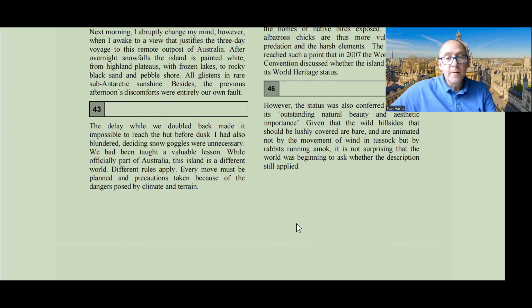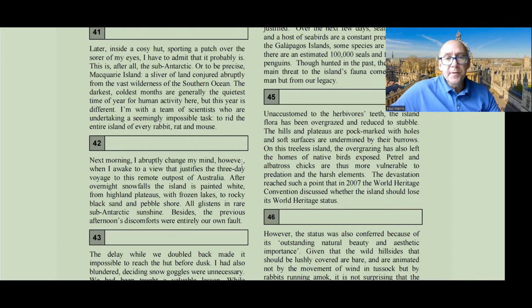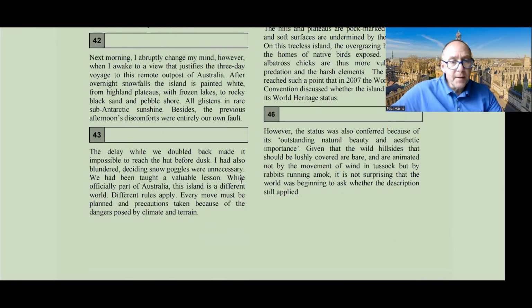Okay, let's read on and see if we can finish off the last three. What have we got here? We have been taught a valuable lesson. While officially part of Australia, this island is a different world. Different rules apply. Every move must be planned and precautions taken because of the dangers posed by climate and terrain.